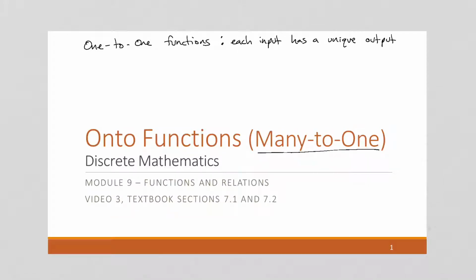Now we're going to be talking about many-to-one, or onto, functions. In this case, a good way of putting this is that the codomain equals the range. Right? So, in other words, there are no elements in the codomain that are not matched to. So let's take a look at that.